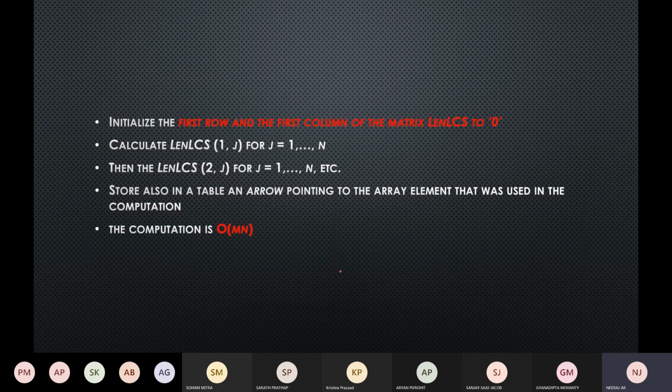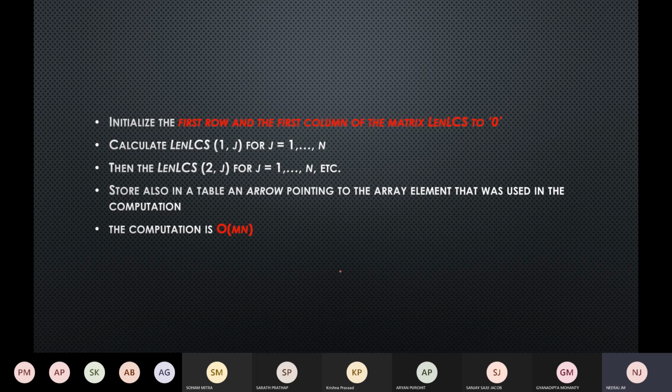How do you start with DP? Simple. You take a table, as I told you, tabulation method. Initialize the first row and first column of the matrix where you store the LCS length. Obviously, you have to find the length to find the longest common sequence. The biggest length is your longest subsequence. As simple as that. So you store the length and first initialize everything as 0, first row and first column.